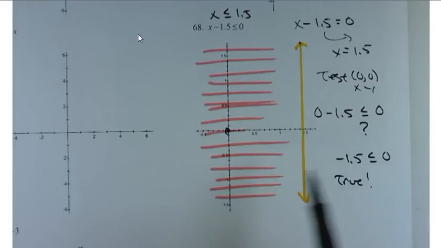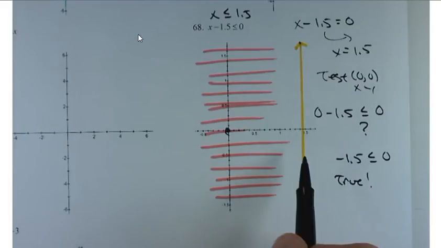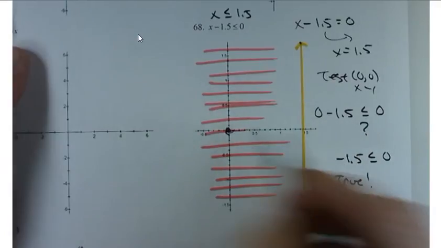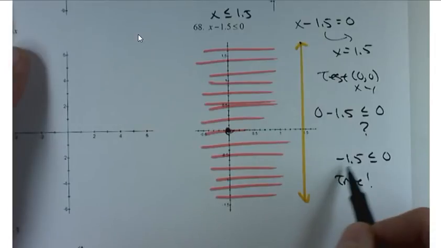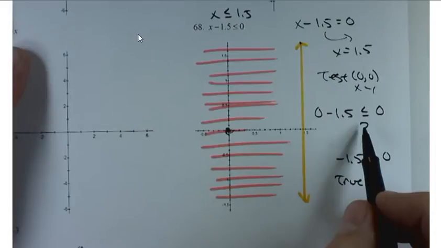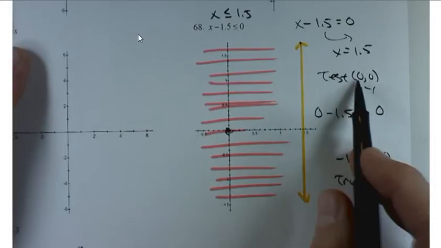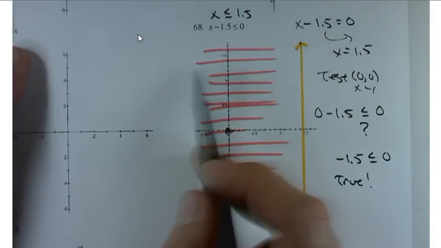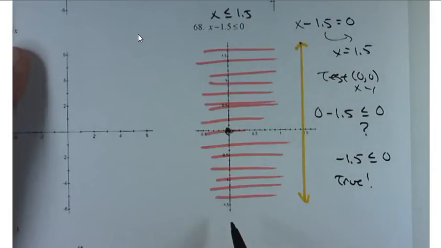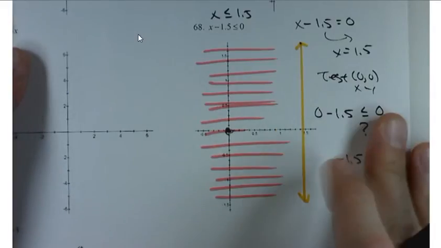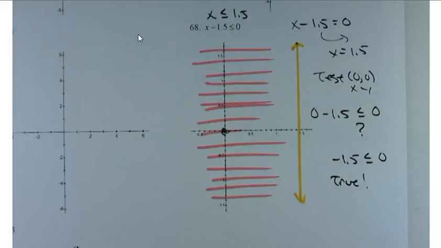You want to shade the side of the line that has points that make this inequality true. So we tested 0, 0, and plugged in 0 for x, found out this inequality was true for that particular point. Since that point lies on the left-hand side of the line, then I want to shade that side of the line. If it tested out false, then I'd be shading the other side of the line. Because one side of the line or the other is going to have all the points that satisfy the inequality. You only have to test one to figure out which one that is.